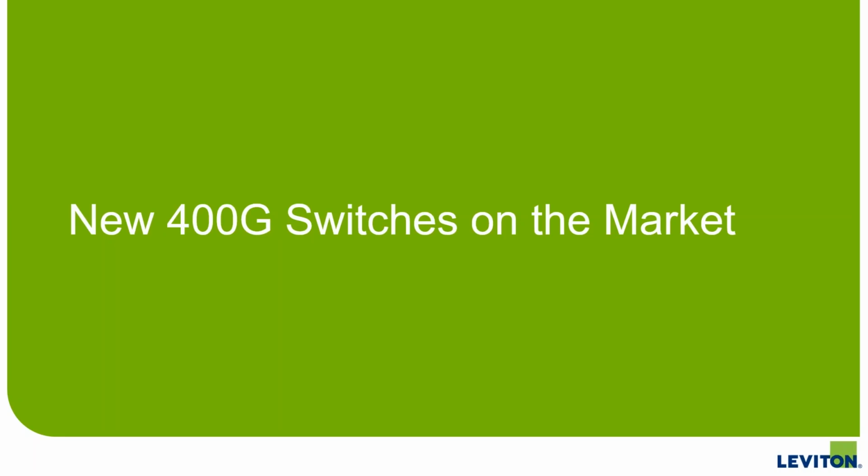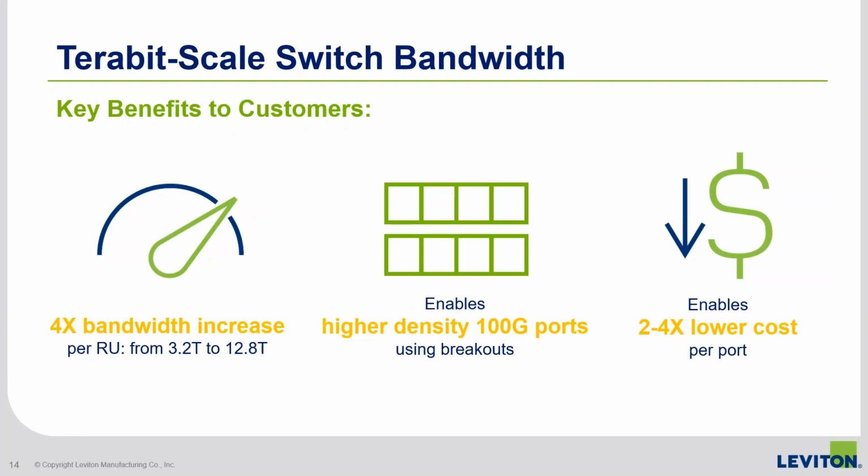So moving on, the next thing I wanted to talk about was the 400 gig switches on the market. As I mentioned, there have been some very recent introductions there. Specifically, we looked at the market leaders in the data center space: Cisco, Arista, and Juniper. And this is from their perspective, right? The bandwidth capability, so the benefits that they're promoting with these new switches.